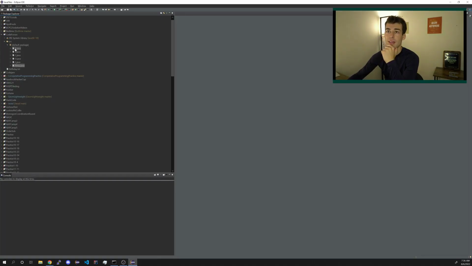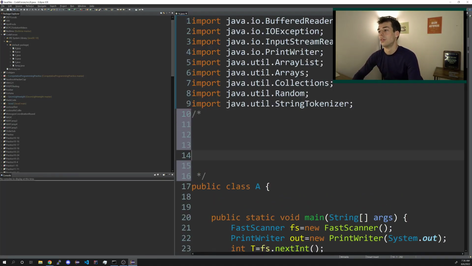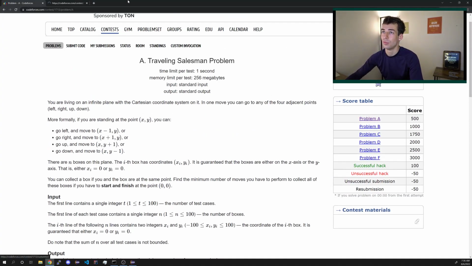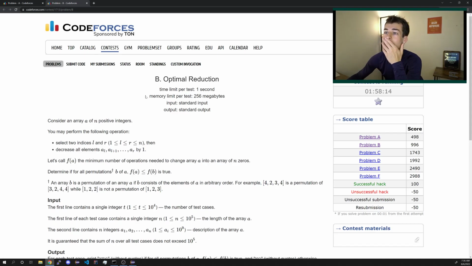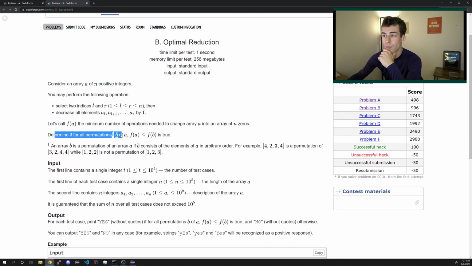Okay, I'm just going to say right off the bat, this is not obvious. This is like a very hard problem A. I'm going to read problem B. That strikes me as very hard. You have an array of n integers. You can perform the following operation. Select 2 indices L and R. Decrease all of the elements in this range by 1. Let f be the minimum number of operations needed to change the array into an array of n zeros. Determine if for all permutations B of A, f of A is less than or equal to f of B.